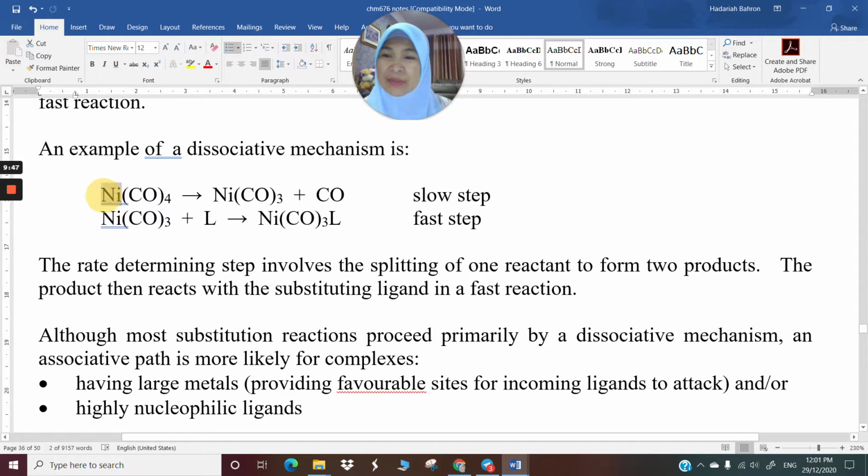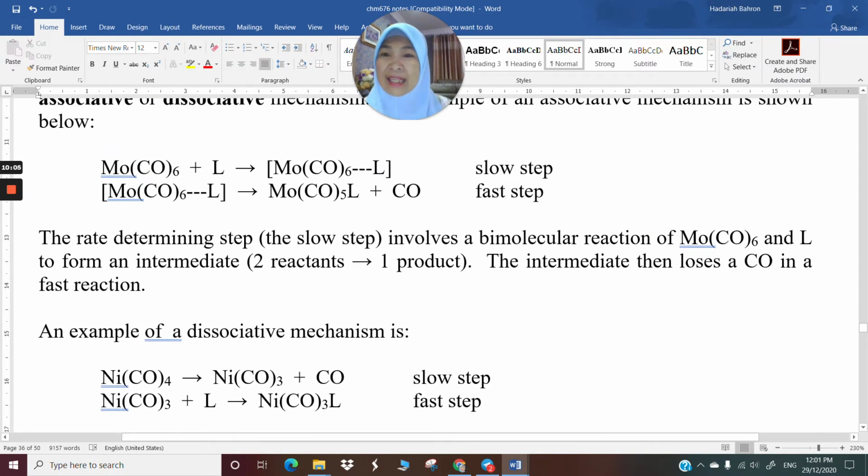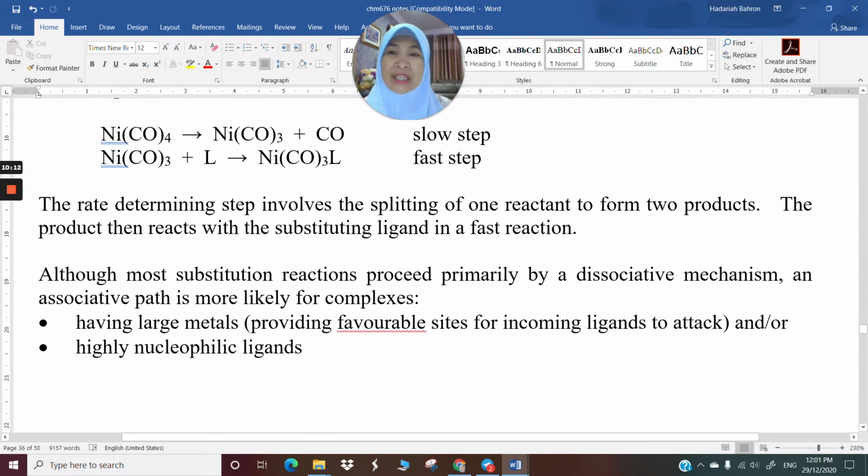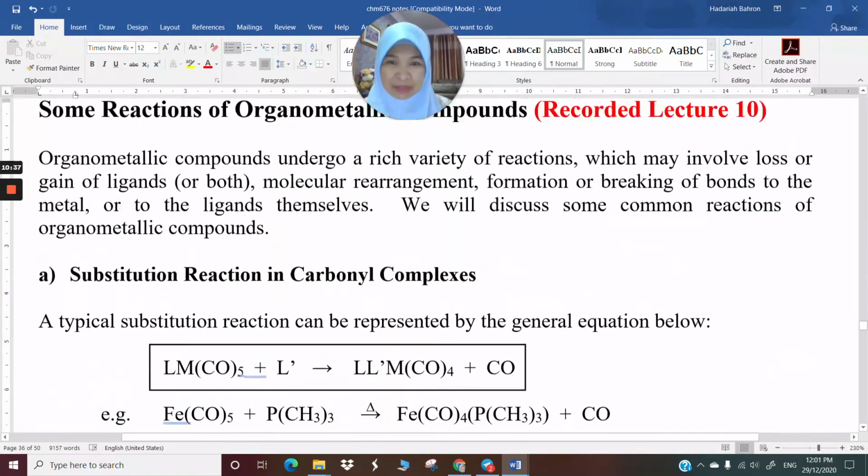So for example, here you have nickel. It is quite small. It cannot accommodate more than 4 ligands, so it chooses to throw away one ligand first before it is ready to accept the next ligand. Unlike your molybdenum here. Molybdenum is ready to accept a ligand even though it has a full house, because molybdenum is big. Nickel is small, so it will have to get rid of one ligand first before the next ligand comes in. So a dissociative path, as opposed to associative, will be favored by a small metal and ligands that are not very nucleophilic. So that is about substitution.